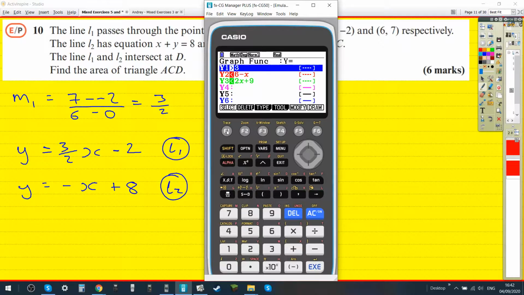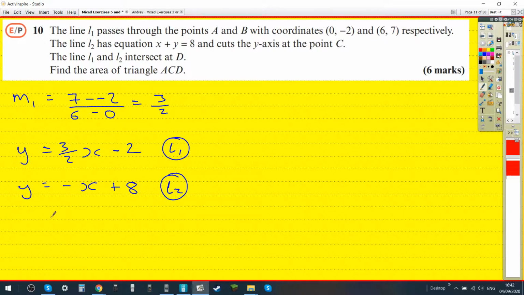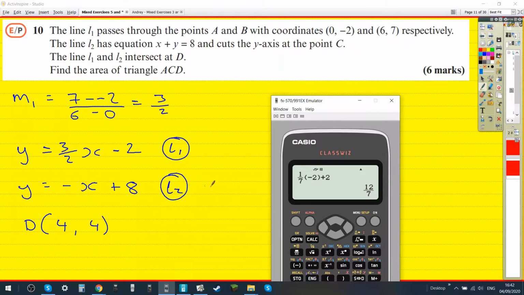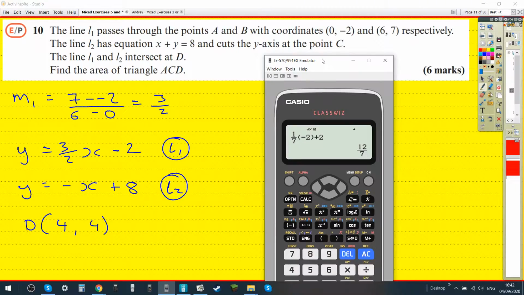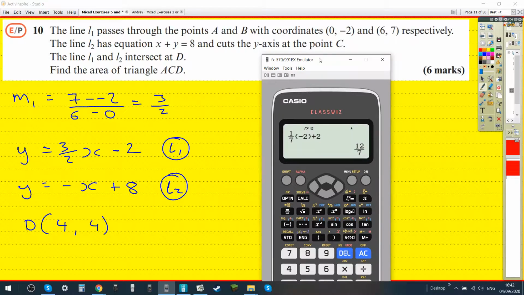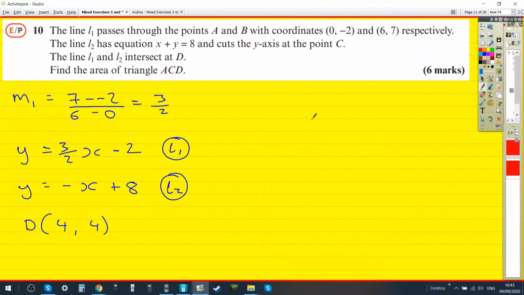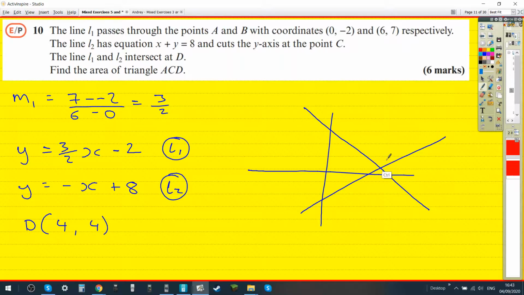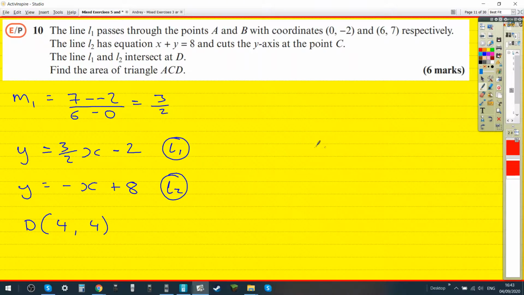So my type, I have to change back to equals. Yeah, same. So for the intersection, I got 4, 4. Okay, so that's D. And so if I just draw my own diagram and draw out where A, C, and D are, would that work? Yeah, you could sketch it. Oh, and they cross over at 4, 4, is it? Okay.